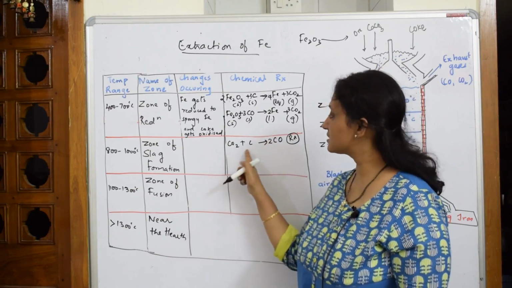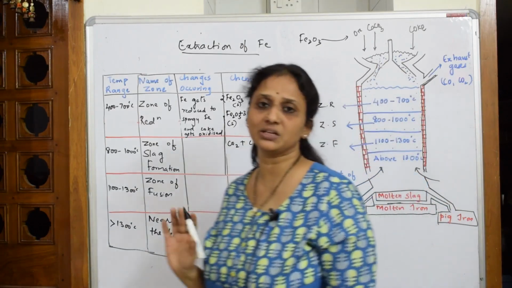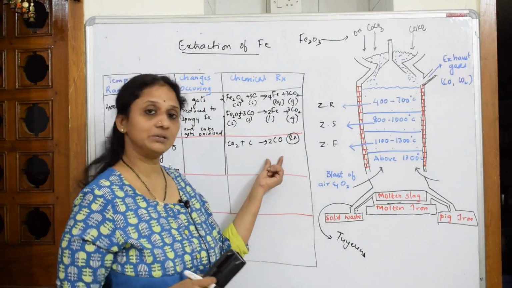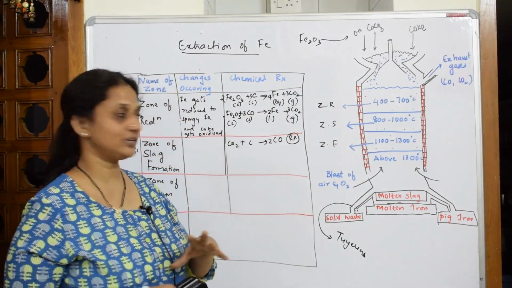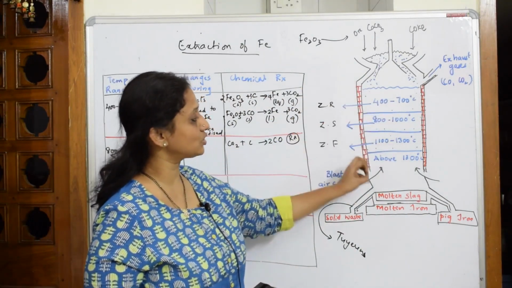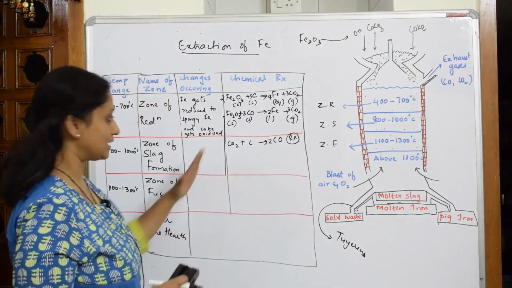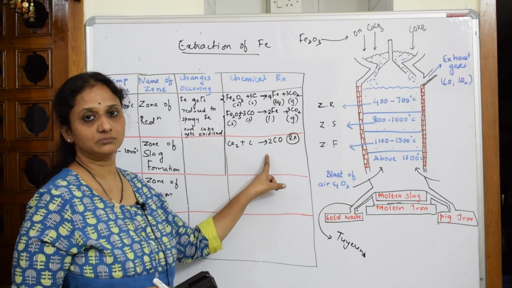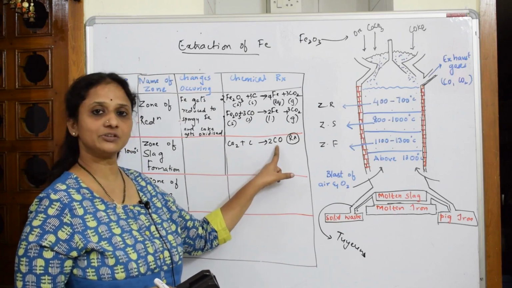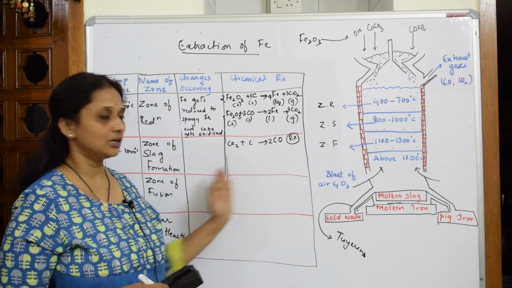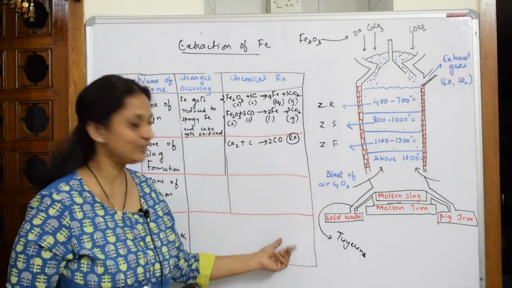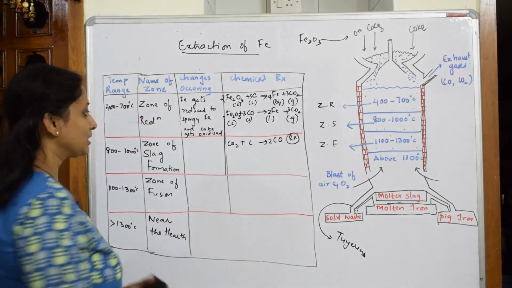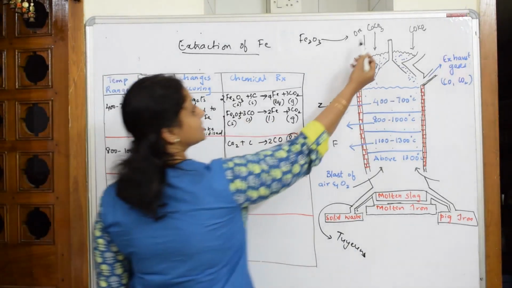Why? Because this particular reaction is a highly exothermic reaction. Because of this exothermic reaction, the heat which is generated gets transferred to all the zones and allows the other reactions to happen. So remember the important reaction of this zone. Because there's a formation of reducing agent, this reducing agent goes and reduces a metal and finally we get a molten metal. Done.